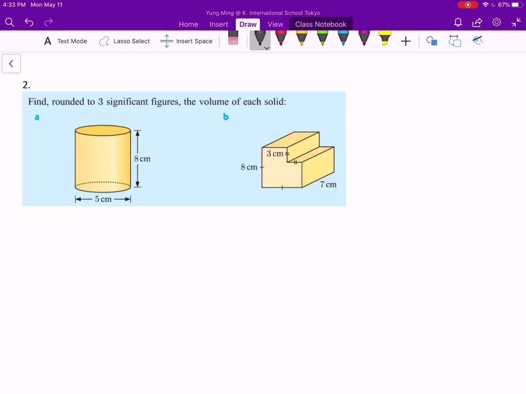Alright, second question. Again, another example. But this time, just keep in mind that we need to round our answer to 3 sig figs. Okay, 3 sig figs is different to 3 decimal places. Right, 3 sig figs means I want to only keep 3 digits, basically. Okay, so we'll see how we can do that. So let's go ahead and solve for these questions first.